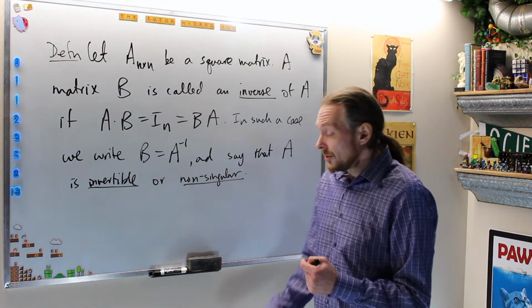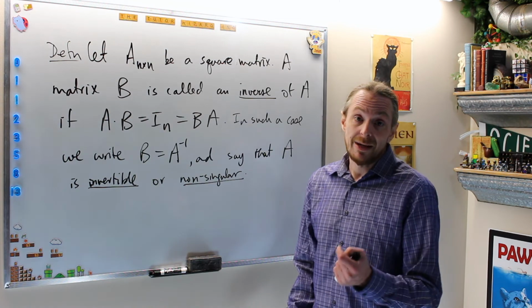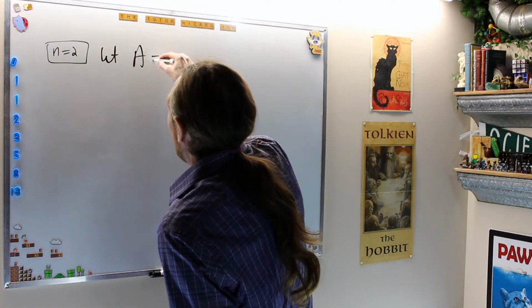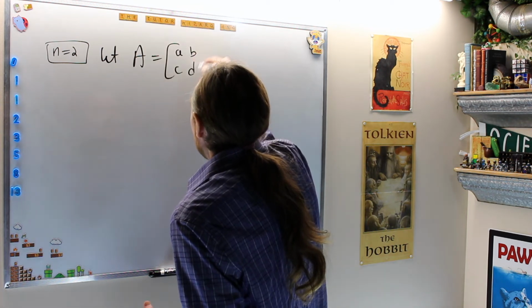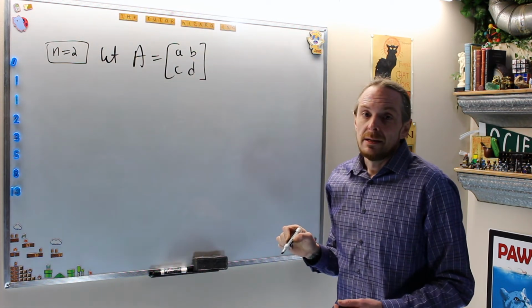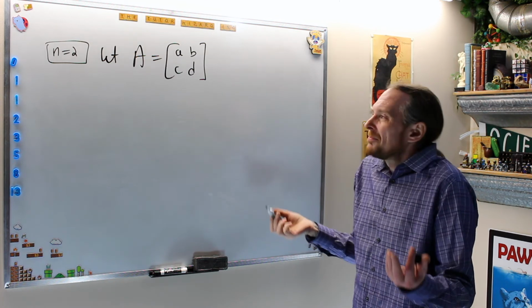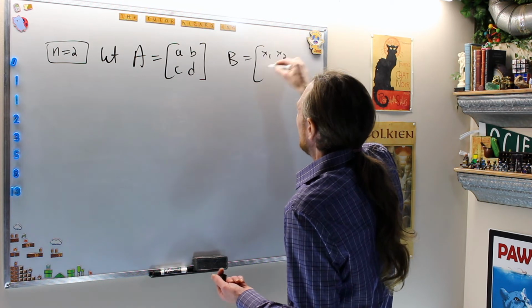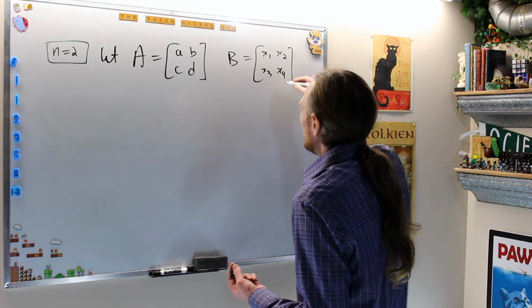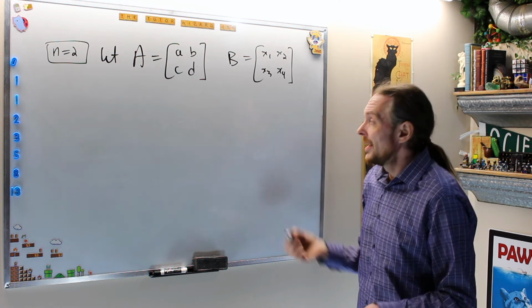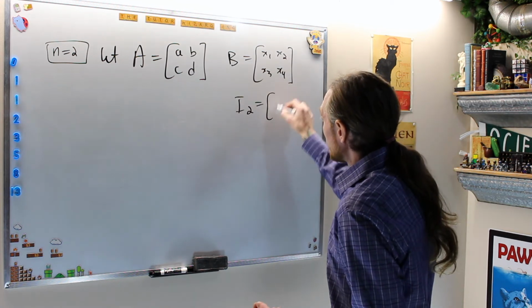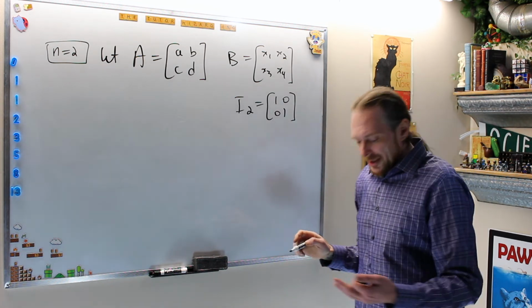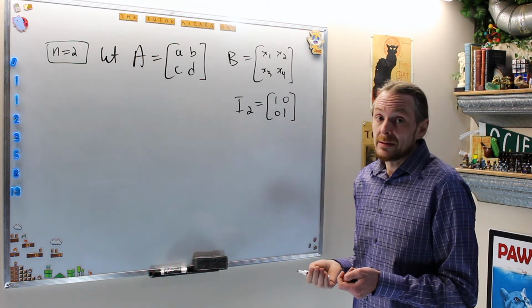First of all, let's do the 2 by 2 case. How do we find the inverse of a 2 by 2 matrix? Let A equal [a, b; c, d]. Then what we're looking for is the inverse B, and we're going to call its entries x1, x2, x3, x4 cleverly, so that you can see those are the unknowns that I'm going to look for. And the identity I2 is [1, 0; 0, 1]. Just using the definition, we can then algebraically solve for this.